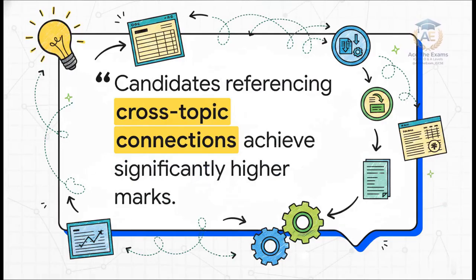And don't just take my word for it. This is direct, actionable intelligence gathered straight from the principal examiner reports. They stated, candidates referencing cross-topic connections achieve significantly higher marks. The examiners are literally handing us the secret to the top marking bands right there. Isolated, siloed thinking actively costs you points. You need to explicitly show the examiner that you understand exactly how, say, a depreciation adjustment in a ledger account ripples out through the entire financial statement structure. You have to connect the dots.